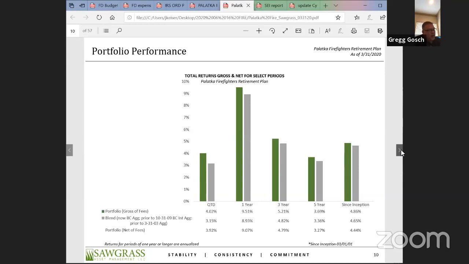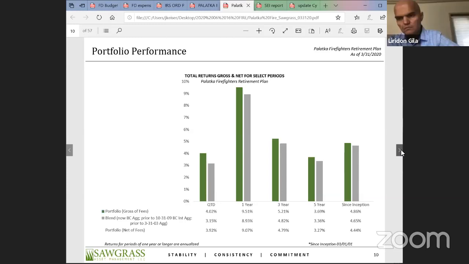So if you look at the 1 year, up 9.5% in this market. The index is still up 8.93. But you had a lot of risk-taking fixed income managers that had really difficult numbers, that had negative numbers for the quarter, and especially for the month leading into March of last year.